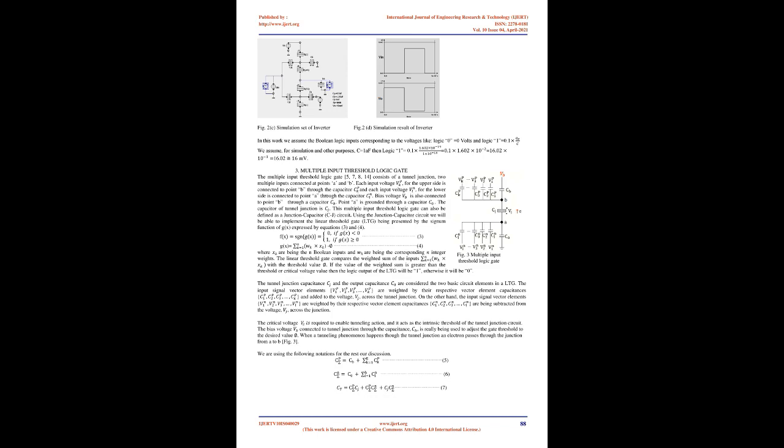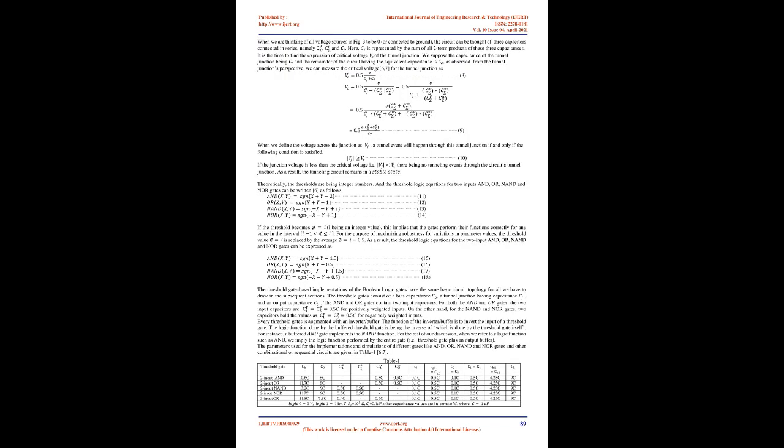A SET made up of two tunnel junctions, shown in Fig. 1b, having their capacitances and resistances C1, C2 and R1, R2 respectively, shares only a common island with a low capacitance.